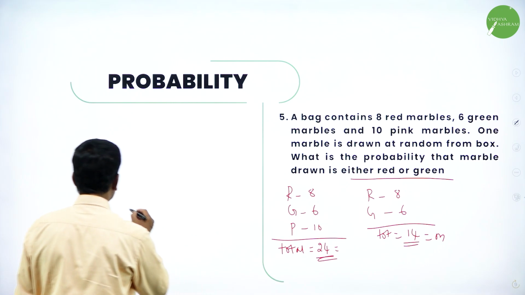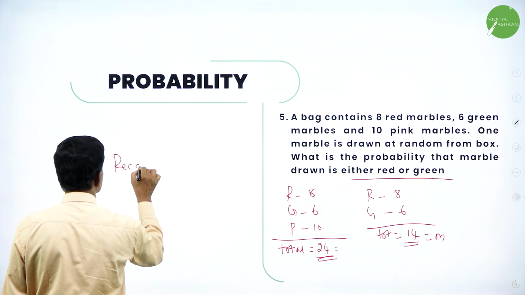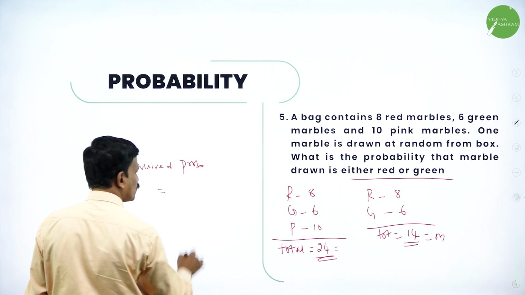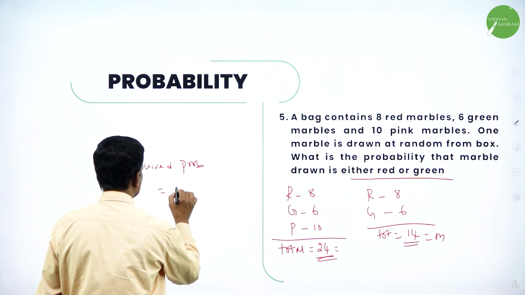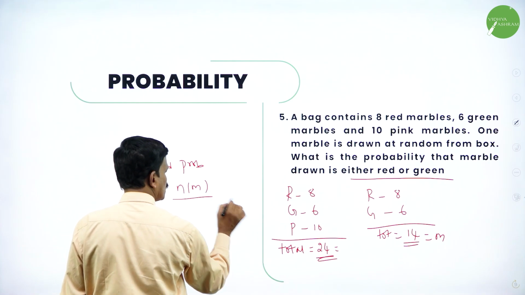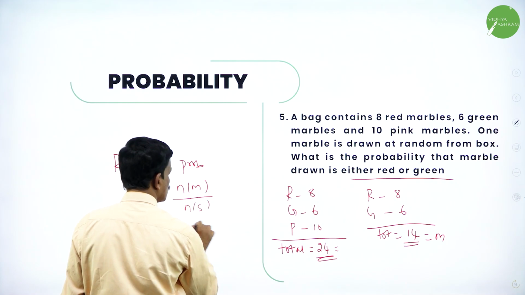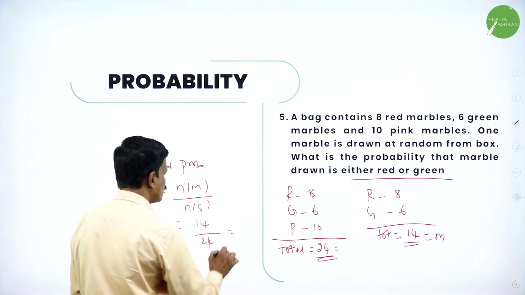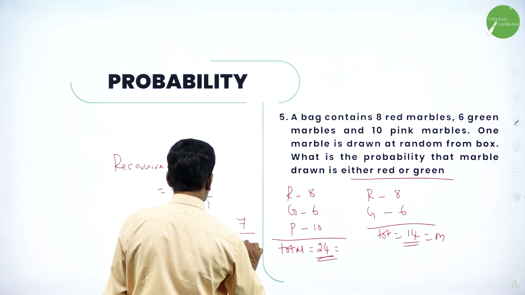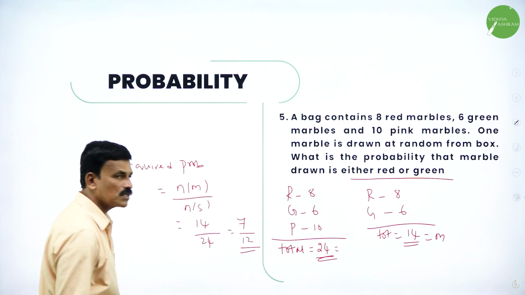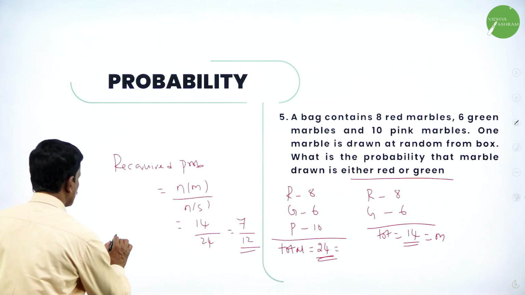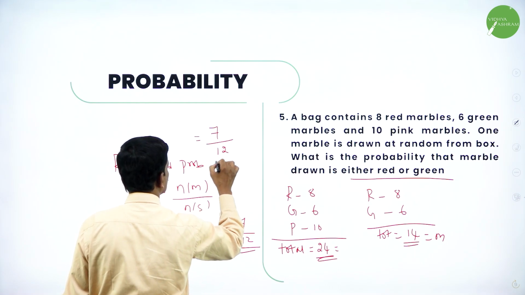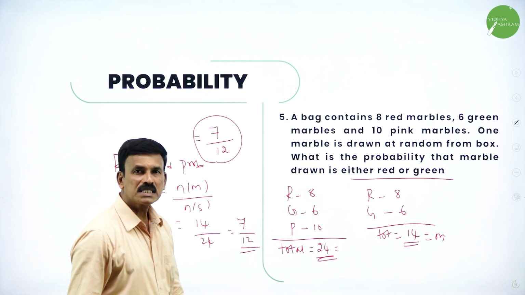So the required probability is equal to n of M divided by n of S, the sample space. n of M is 14, divided by 24. If you divide by 2, 2 7s are 14, 2 12s are 24. So the required probability is equal to 7 by 12. So the required probability is 7 divided by 12. That's it. Okay. See here, very simple.